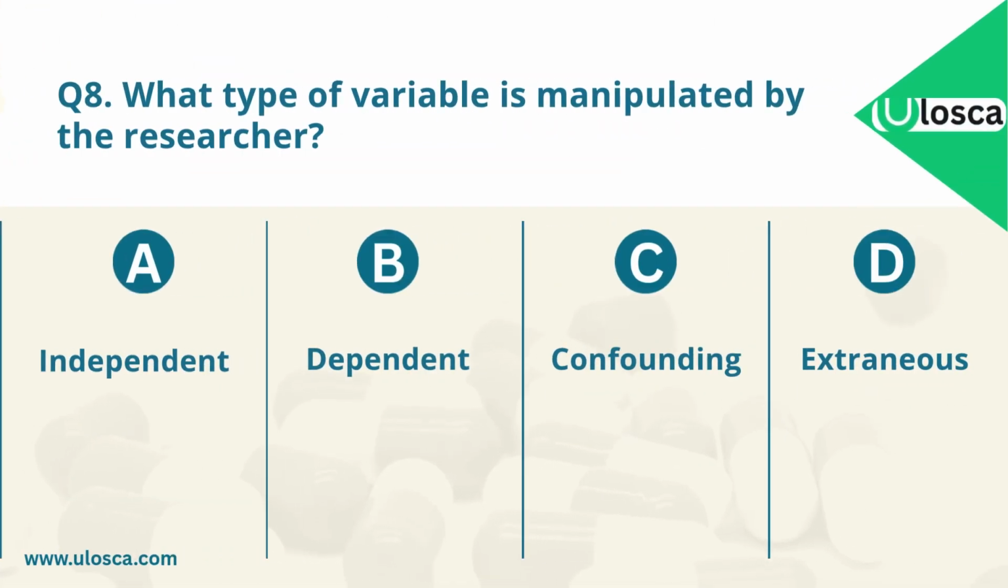Question 8. What type of variable is manipulated by the researcher? A. Independent. B. Dependent. C. Confounding. D. Extraneous. Which one is the correct answer?